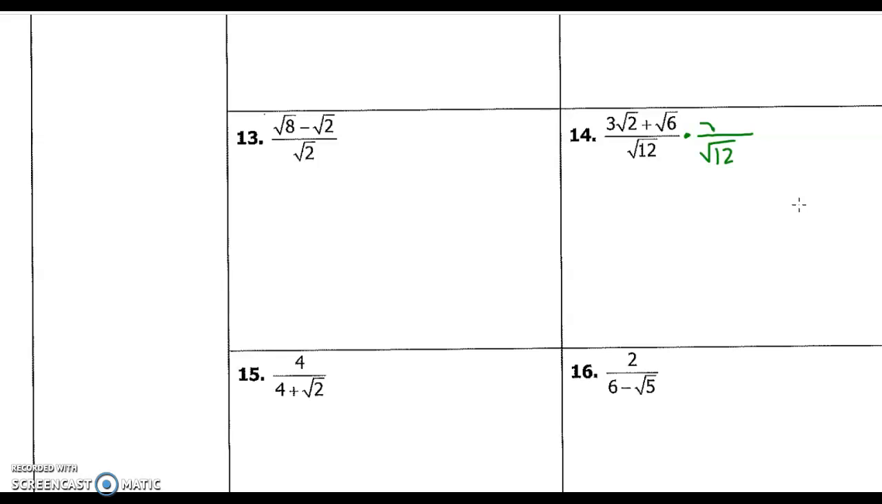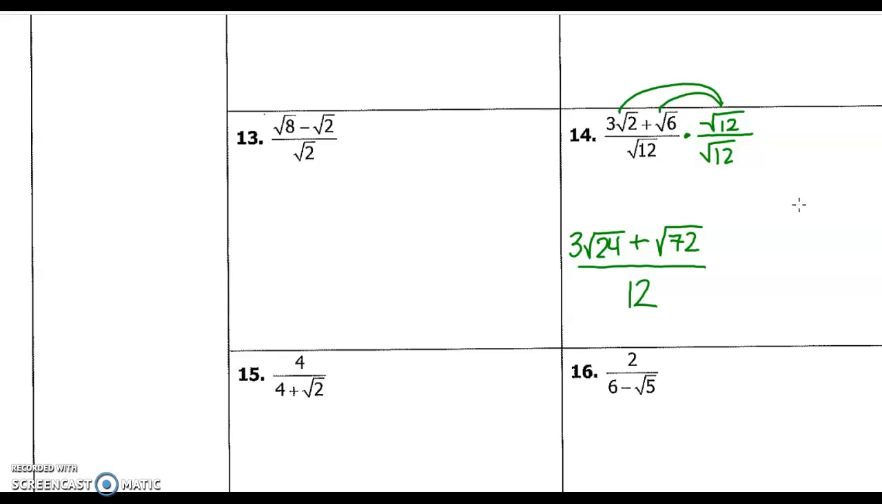So if I do that in the denominator, I do that in the top. So then I know radical 12 times radical 12 is going to give me 12 in the denominator. I go through. 3 radical 2 times radical 12 is 3 radical 24. Radical 6 times radical 12 is going to be radical 72. So now I'm going to have to simplify.